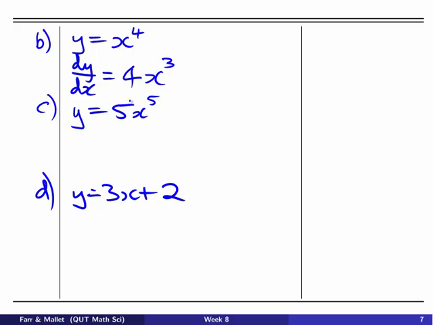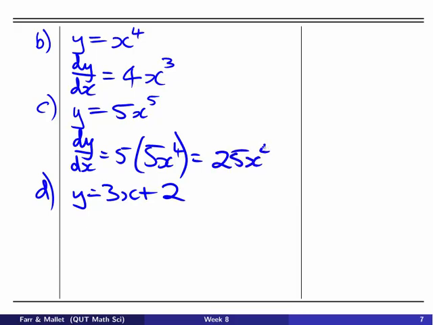Next we have y equal to a constant, 5, times another function, x to the 5. So what we've got here is dy/dx is the constant multiplied by the derivative of this function. Well, that's just like this one up here. x to the 5 becomes 5x to the 4. The 5 drops down the front, and the power is decreased by 1. So we have 25x to the 4 for our derivative.